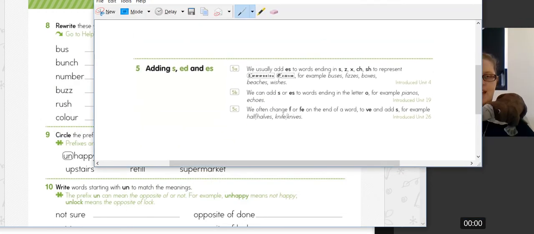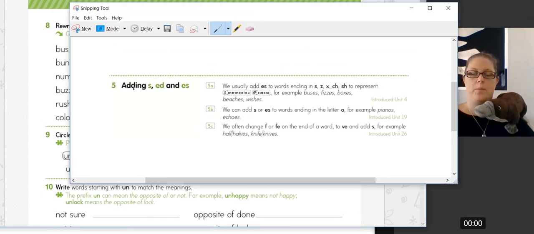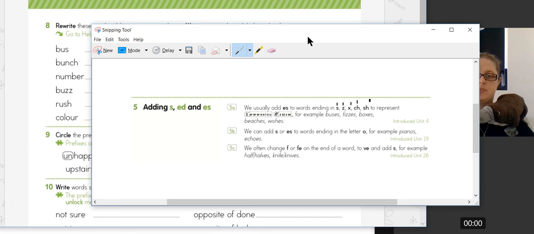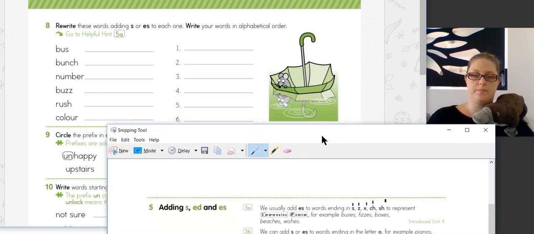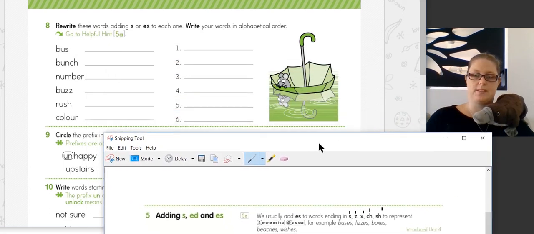Helpful hint 5a means when we add S or ES to words, we usually add ES when the word ends in S, Z, X, Ch, or Sh. Okay? So when we have those letters representing those sounds, we're going to add ES. So I'm just going to drag that to the bottom here so that we can still see the hint.